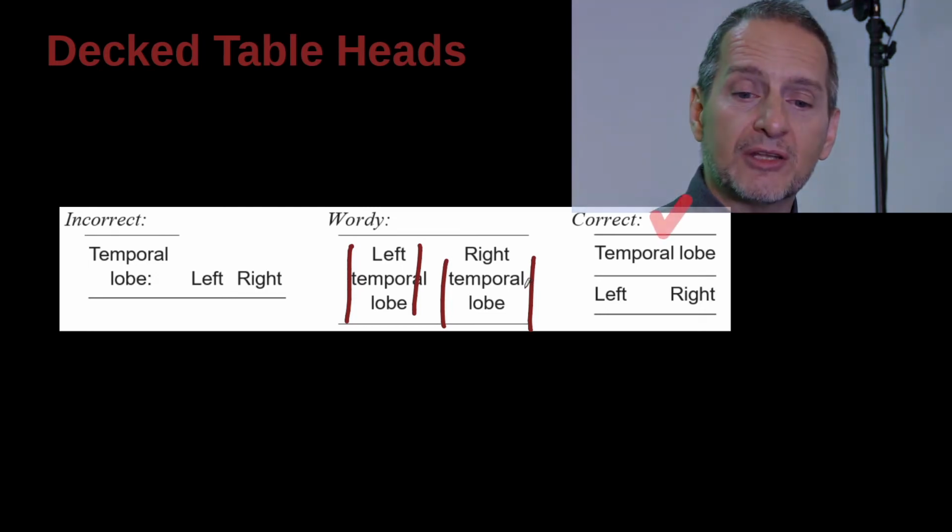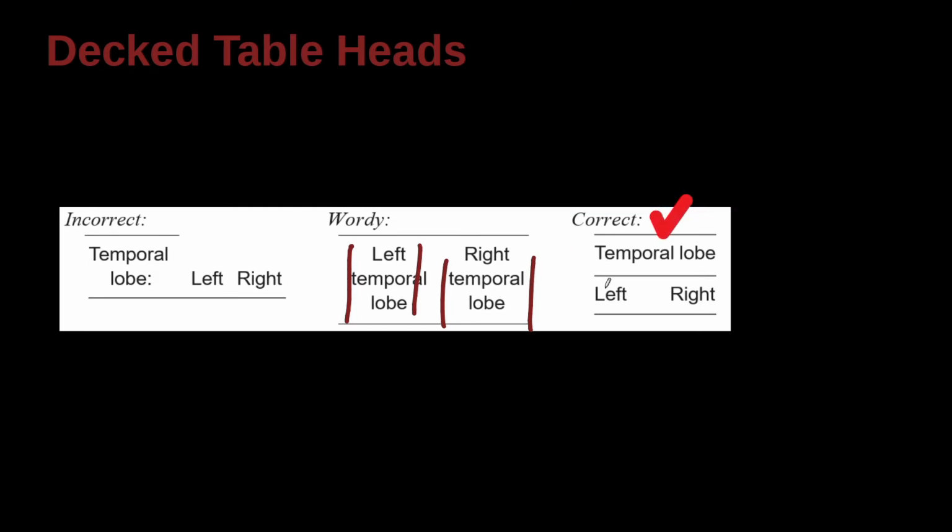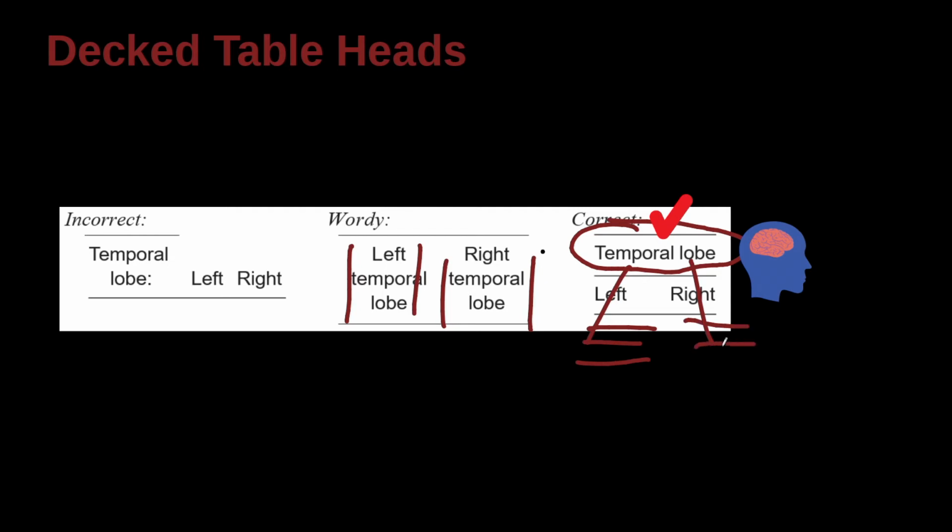But the easiest way to do it is this decked way, which is I'm looking at the brain, and it has 2 parts. And so now I'm going to give you the data for the left part, and here I'm going to give you the data for the right part. And that's called a decked table head. Extremely useful for saving space.